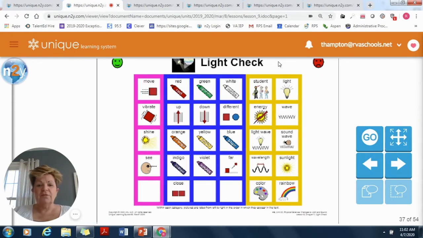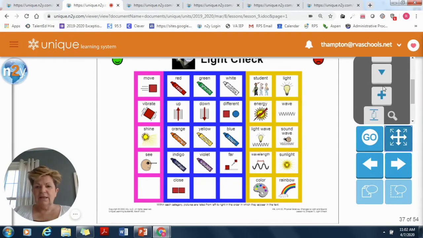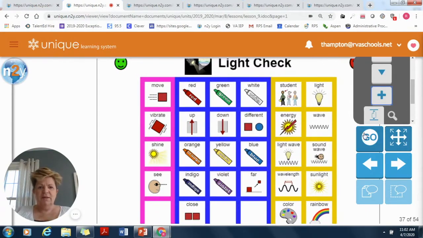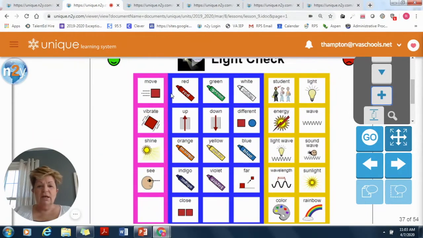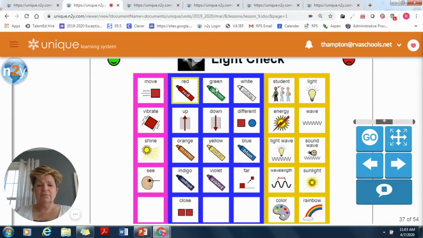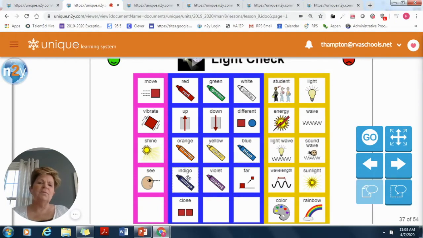So let's look at what our vocabulary is going to be today. We're going to make this just a little bit bigger so that we can see. One thing very important is the colors. Today we're going to be talking about light, and how light actually has many colors within it to create a color. And so we're going to have red, green, and white, orange, yellow, and blue, indigo, and violet. Now, who can tell me what indigo is?